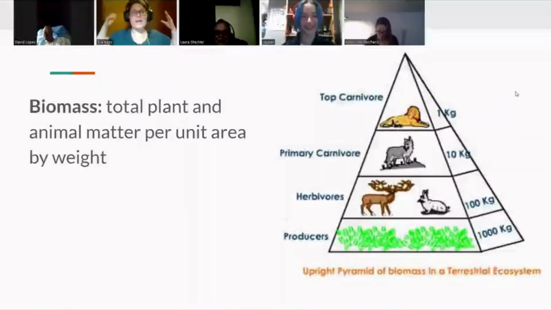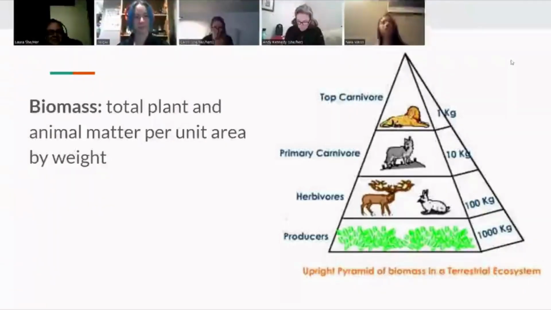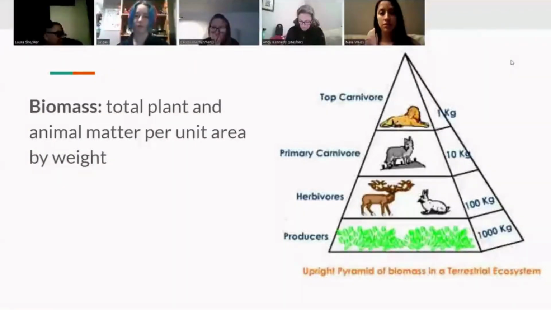So biomass is total plant and animal matter per unit area by weight. Science, okay? So we're getting into this math stuff. Some people's brains kind of go gushy. Some of us get really excited about it. When we're talking about biomass and looking at this pyramid, on your right-hand side you can see actual weight, and then the pyramid is showing that area.